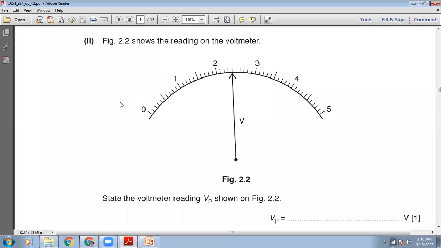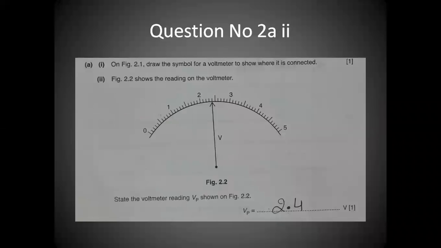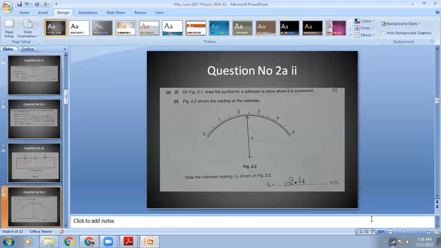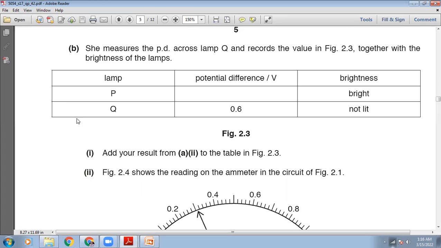Figure 2.2 shows the reading on the voltmeter. State the voltmeter reading VP shown on the figure 2.2. So this reading here, this is 2, this is 3. So this is probably 2.1, 2.2, 2.3, 2.4, 2.5. So this is 2.4 volt. So I hope you understand this. Okay, so let's move to the next part. He says 2.4 volts. So I will write here 2.4 volts.